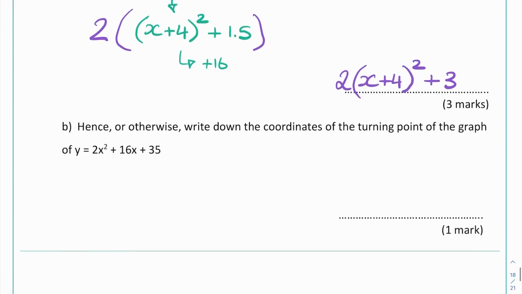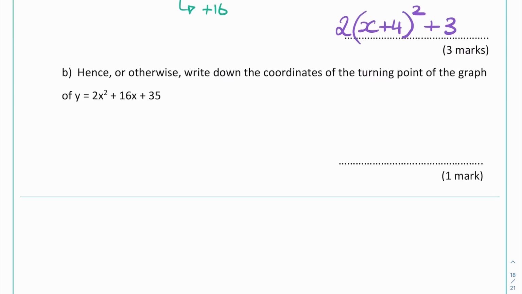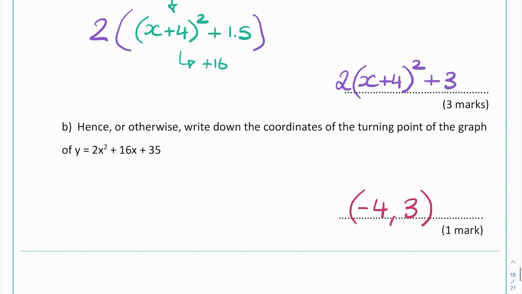It also says here, hence or otherwise, write down the coordinates of the turning point of the graph. So for this particular graph, the turning point is within the brackets, the x coordinate is the number in the bracket, but change the sign, so +4 becomes -4, and the y coordinate is the number at the end, so just 3. So there we go, that is the coordinate of the turning point. That 2 on the outside doesn't affect the x or the y coordinate when reading it.